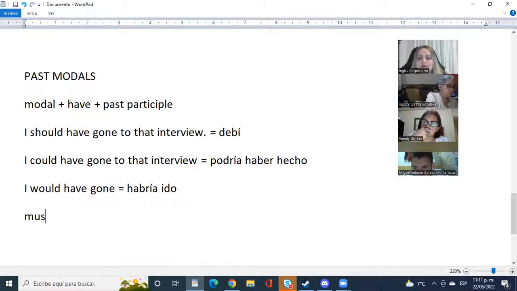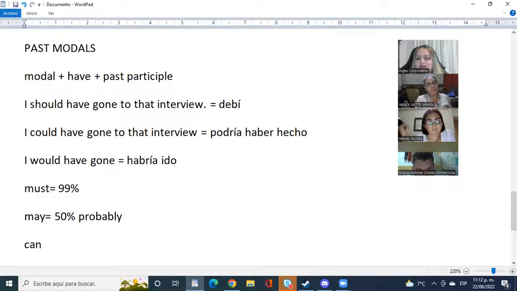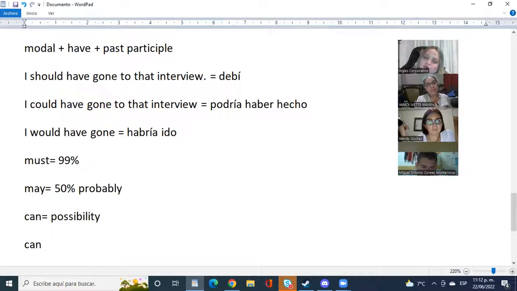For example, we saw in the past that must is for probability, and it's like 99% probability, right? We also saw that may is for probability, like 50% probability. We also saw that can is for possibilities. And if you use it for probability, can is supposedly like 40, or 70, depends on meaning. It can have been, to me, this is like 50. So the meaning of the modal depends on what we studied before.